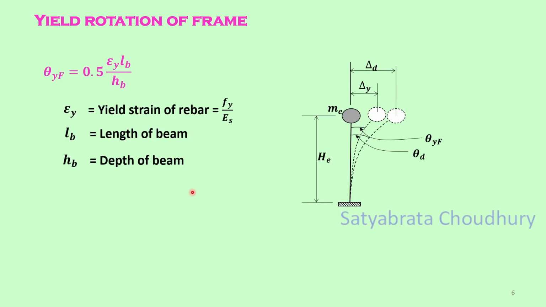Now the depth of the beam may not be the same every time, or even the length of the beam may not be the same every time. In that case you will get a series of values of theta YF i, and you can take an average for the purpose of design. So the yield displacement as shown here is given by theta YF into HE. Now theta YF is known to us through this formula, and multiplying by HE I get the yield displacement, the linear yield displacement at the top of the equivalent single degree of freedom system. And delta D is obviously theta D into HE.